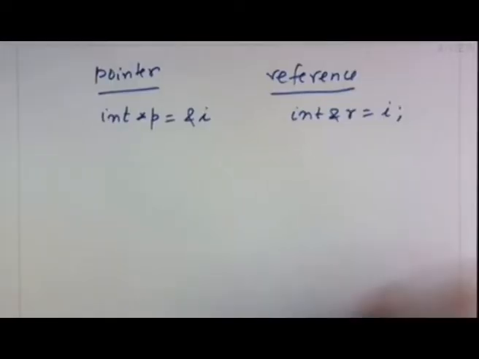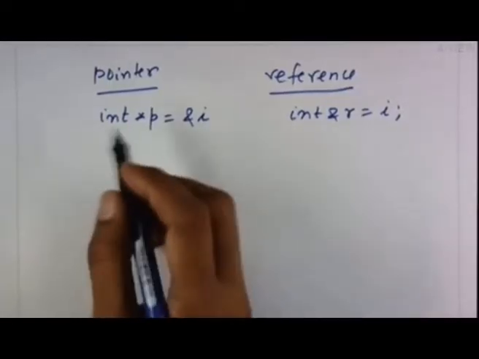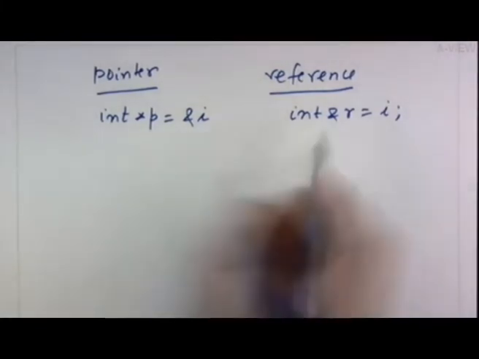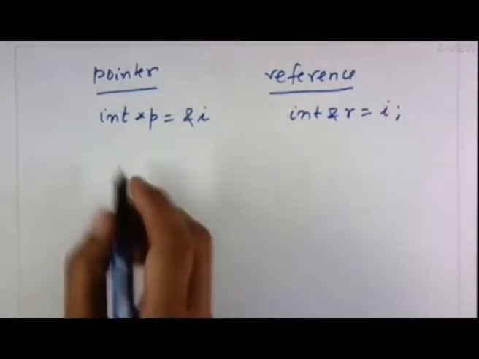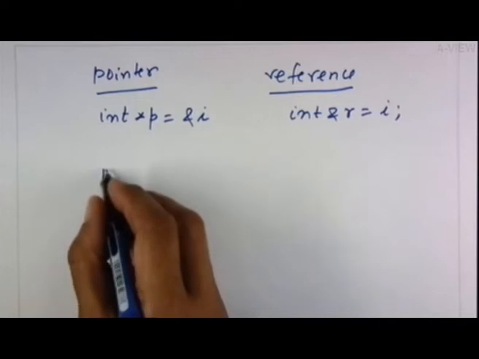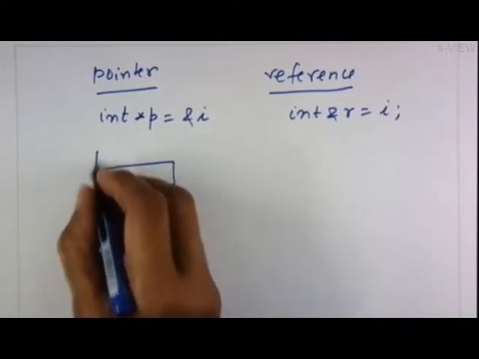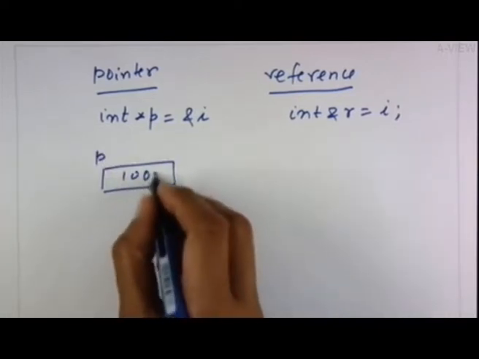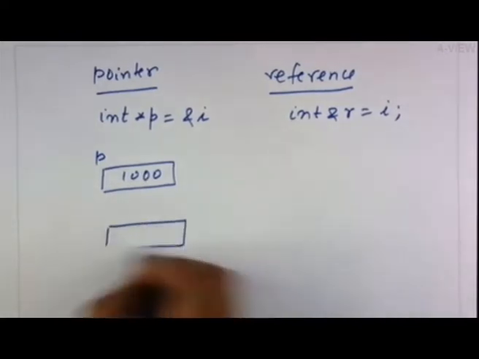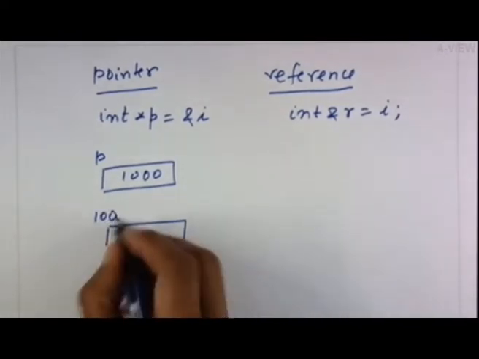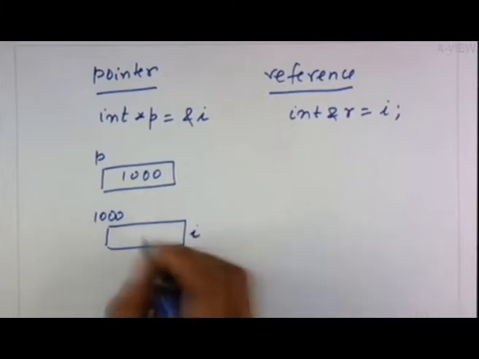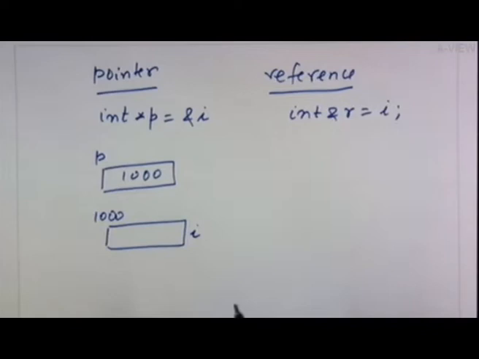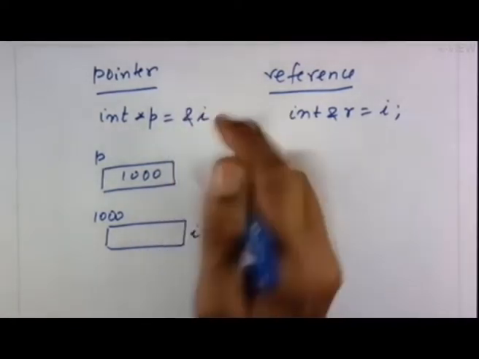So you see I've created two columns, one called pointer, the other called reference. Let's see the first column, what is happening. As a result of this association or assignment, P has the value, let's say 1000. 1000 is the address of I, which has some value. I don't know the value of I, let's say 10 or whatever. I am not giving you a value here.